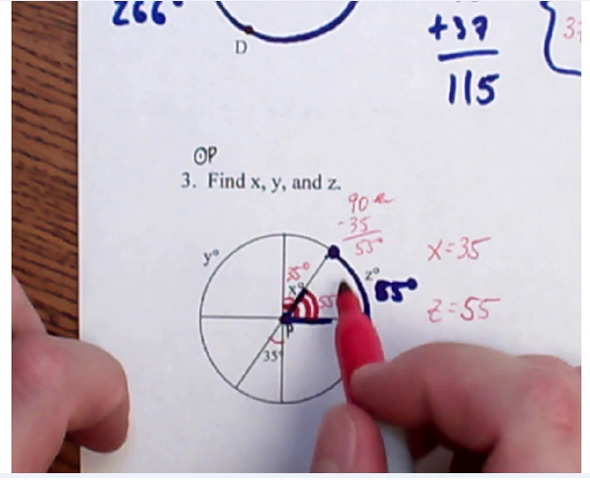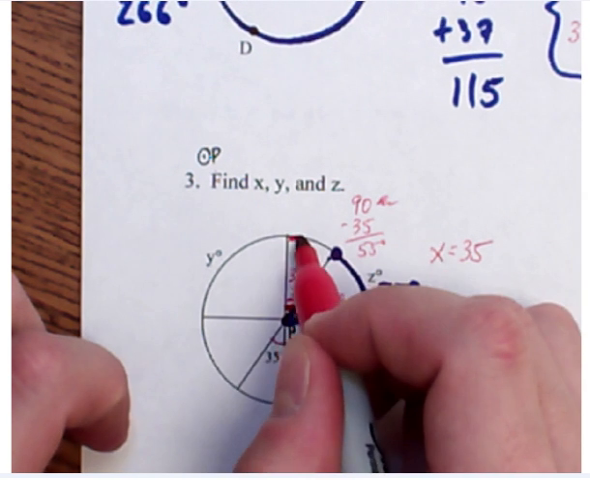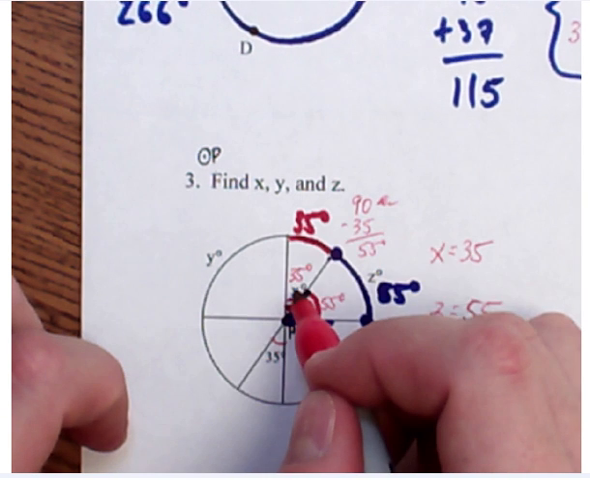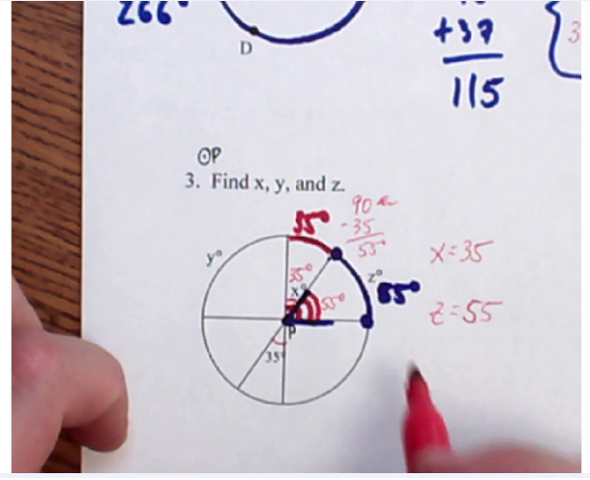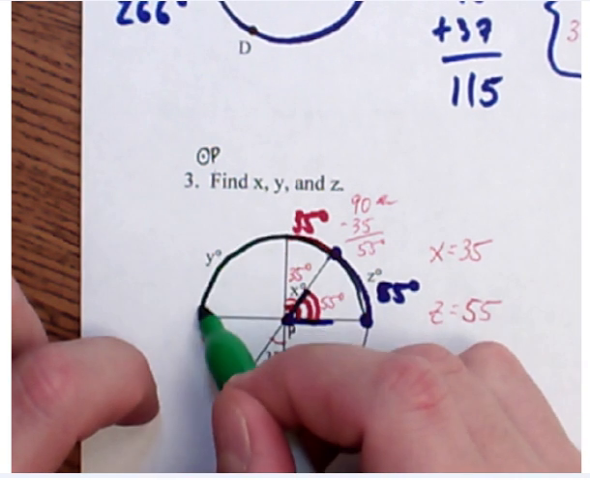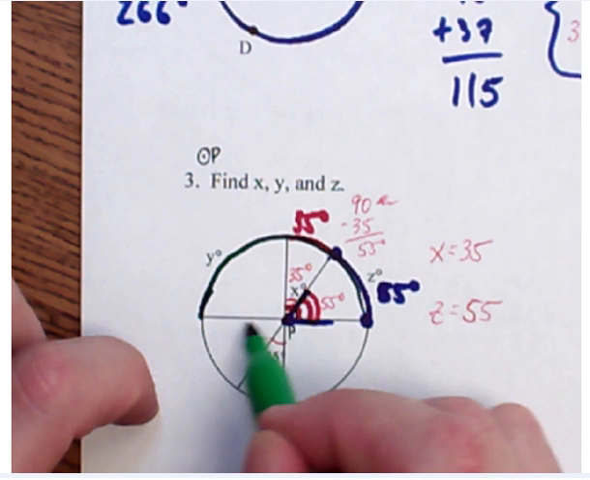We know that Z was 55. How about this small piece right here? It's got to be 35 because that's the same as the central angle. And you know that this whole thing is a semicircle. This is a diameter because it goes through the center.